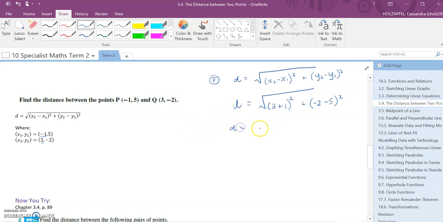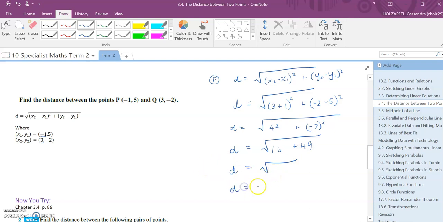Okay, so the distance is going to be equal to the square root of 4 squared plus -7 squared. When you put this in your calculator, make sure you put it in brackets, because otherwise your calculator will read that incorrectly. So that's going to be the square root of 16 plus 49. All right, I should probably put that other thing in, shouldn't I? So that's going to be the square root of 65, which is 8.06.